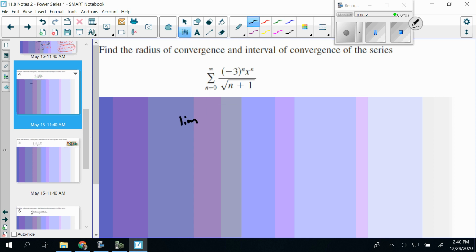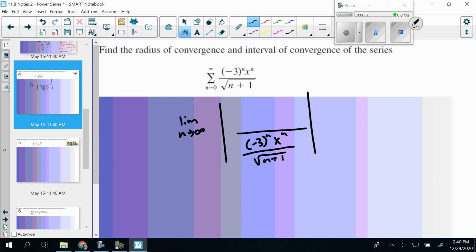So we're going to do a ratio here of the absolute value of these two, and the bottom's just going to be our regular series. On top, we want the n plus 1 of this, so it would be negative 3 to the n plus 1, x to the n plus 1, and on the bottom we've got the square root of n plus 1 plus the additional one that was already there. All right, so let's simplify now.